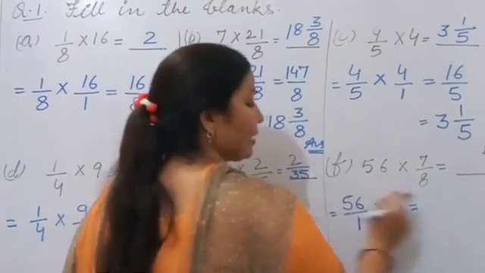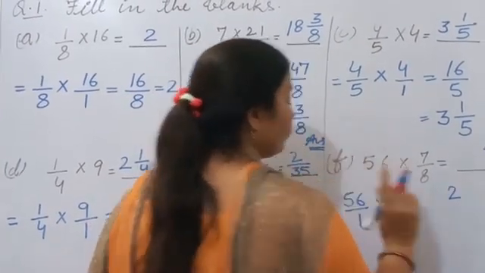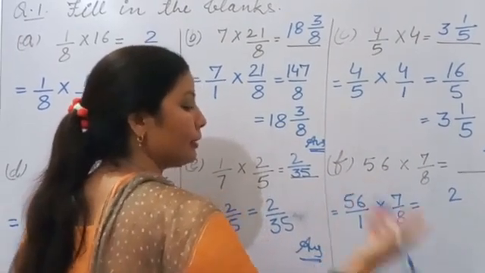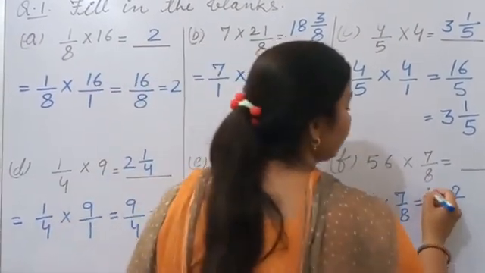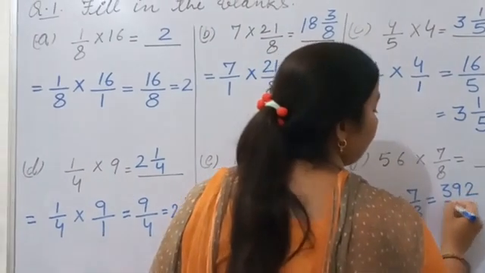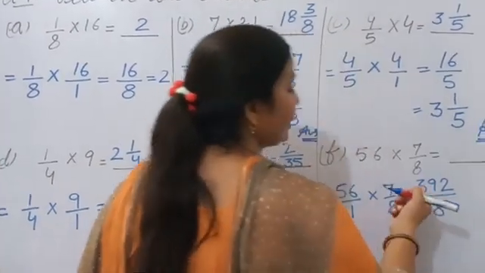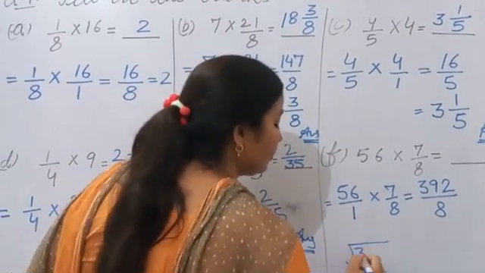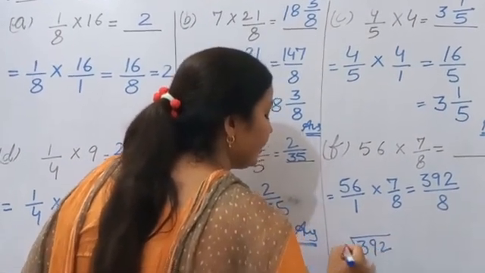So 7 6s are 42, 4 goes carry. Now 7 5s are 35, 35 plus 4 is 39, 392 upon 8. Now 392 divided by 8.